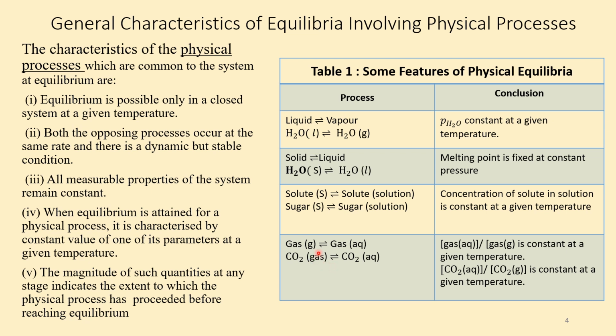Finally, a gas becoming a gas dissolved in liquid, for example soda water. For example, carbon dioxide gas dissolved in water, that is CO2 aqueous. The gaseous pressure is constant at a given temperature. Then in the case of CO2 aqueous to CO2 gas, the concentration, this is the symbol of concentration, is constant at a given temperature.